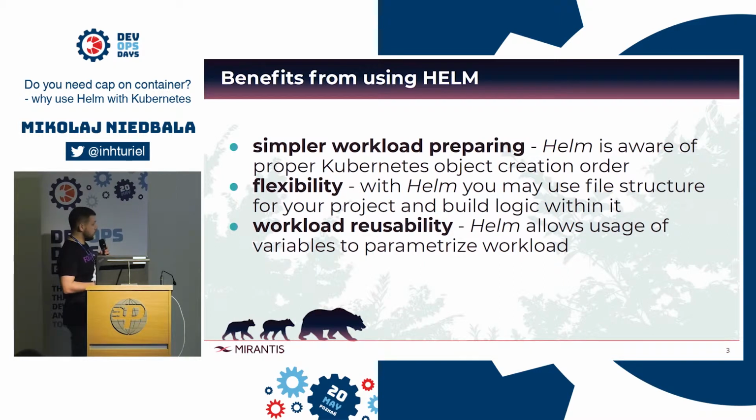Let's take as an example creating a persistent volume with some storage class, with a persistent volume claim. If you do it in a standard Kubernetes way, you have to ensure that first the storage class is created, then the persistent volume and the claim. With Helm, Helm is aware of that. You don't have to remember what should be created first and in which order.